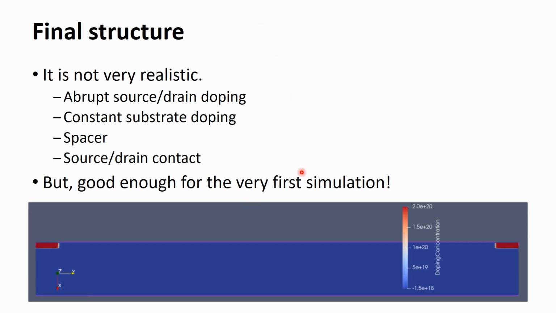The generated structure is shown in this slide. As you can see, it is not very realistic. An abrupt box-like doping profile for the source and drain regions, a constant substrate doping, lack of the nitride spacer, positions of the source and drain contacts. These are not realistic, but this structure is sufficiently good enough for the very first simulation. We will improve the structure in various aspects in the following lectures.